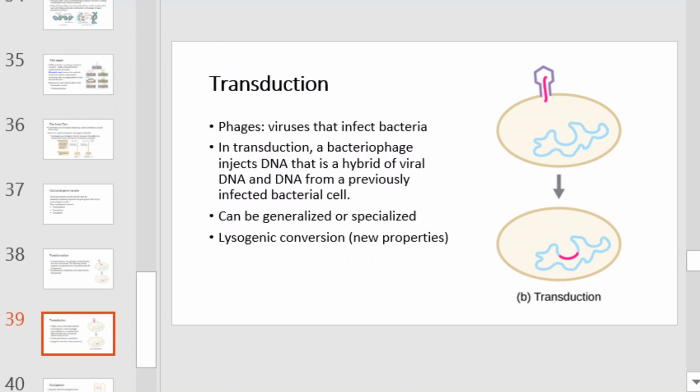Transduction occurs when a virus injects its genetic material into a host. Phages, or viruses that infect bacteria, inject DNA that is a hybrid of viral DNA and DNA from a previously infected bacterial cell. This can be generalized or specialized. Lysogenic conversion often follows this injection.